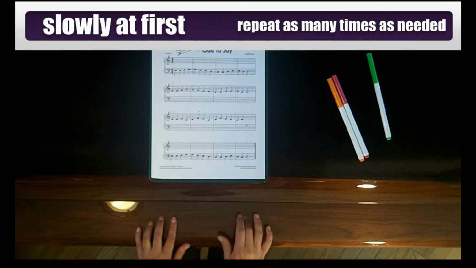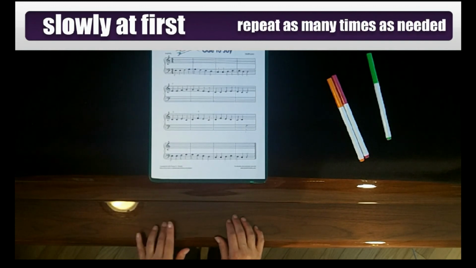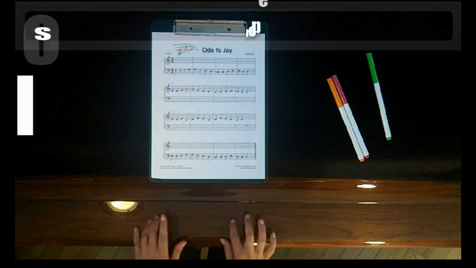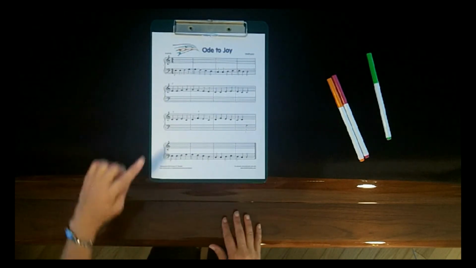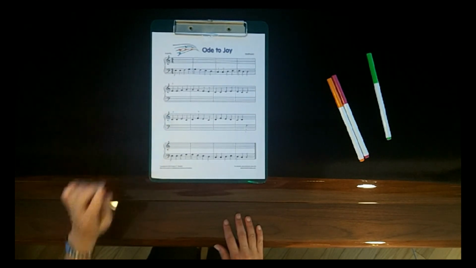2, 2, 3, 1, 2, 4, 3, 1, 2, 4, 3, 2, 1, 2, 1. 3, 3, 2, 1, 1, 2, 3, 4, 5, 5, 4, 3, 4, 5, 5. So repeat that as many times as you need to play it without breaking your beat. This line might give you extra trouble, so practice it a few times.